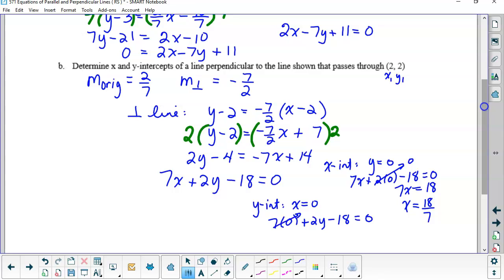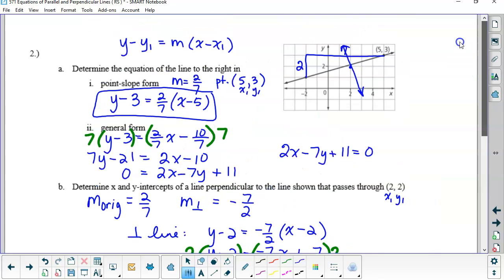So that goes to 0. We'll get 2y equals 18, so y equals 9. And same with this. I think our grid doesn't have enough space, but we know it's positive, and it looks like 9 seems reasonable.